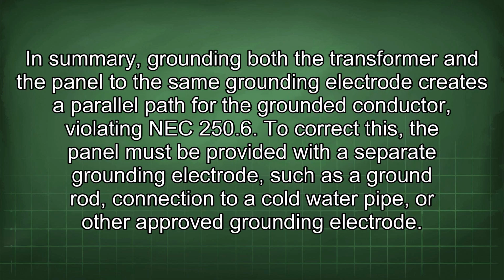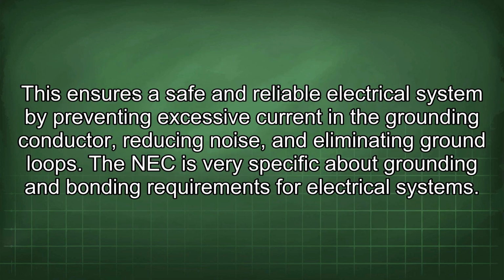In summary, grounding both the transformer and the panel to the same grounding electrode creates a parallel path for the grounded conductor, violating NEC 250.6. To correct this, the panel must be provided with a separate grounding electrode, such as a ground rod, connection to a cold water pipe, or other approved grounding electrode. This ensures a safe and reliable electrical system by preventing excessive current in the grounding conductor, reducing noise, and eliminating ground loops. The NEC is very specific about grounding and bonding requirements for electrical systems.